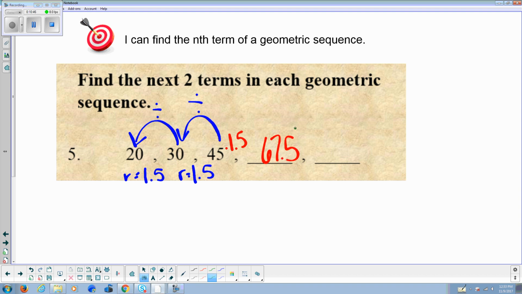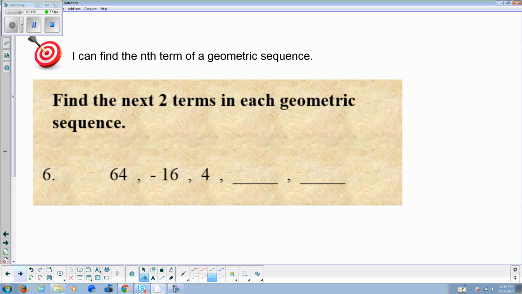And then again, I'm going to multiply by 1.5. And I get 101.25. This is how we can extend a geometric sequence. Here we're asked again to extend a geometric sequence. And I want you to look carefully at this geometric sequence. We see a positive, a negative, and a positive. And we might immediately think, you know what? I don't think that this has a common ratio. But let's check that with division.